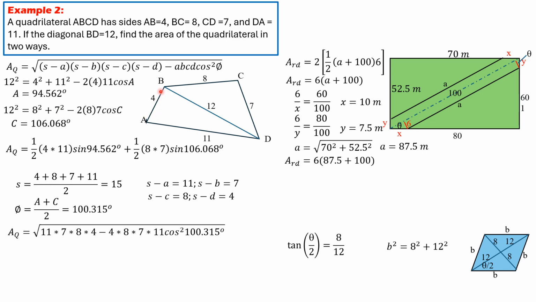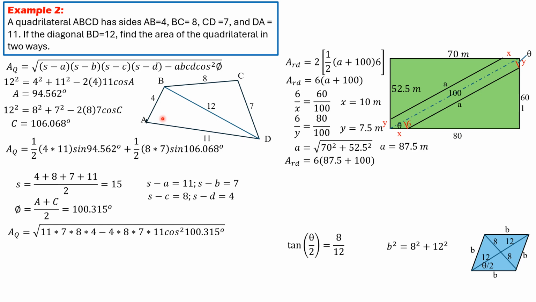So by cosine law in this triangle ABD, 12 square equals 4 square plus 11 square minus 2 times 4 times 11 cosine of angle A. So angle A is 94.562 degrees. Likewise, in this triangle, 12 square equals 8 square plus 7 square minus 2 times 8 times 7 cosine of angle C. So angle C is 106.068 degrees.